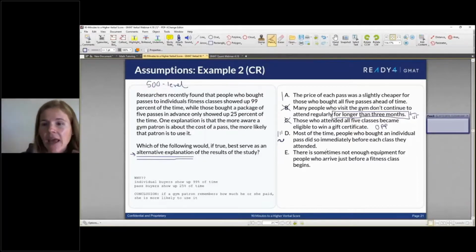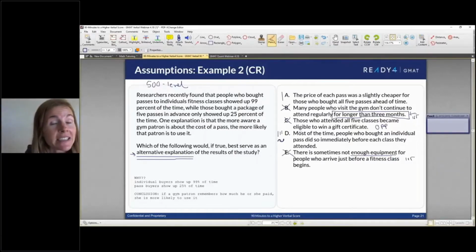Let me get to E. There is sometimes not enough equipment for people who arrive just before class begins. Again, they're talking about the amount of equipment. This passage is not about that. It's irrelevant. You should be very focused on this test on the details that are in front of you. Things that bring in details from the outside more often than not are wrong. So try to stay very focused on what the subject of this passage is. In this case, passes and whether people buy them. This whole equipment thing, it's irrelevant. So we cross it out.